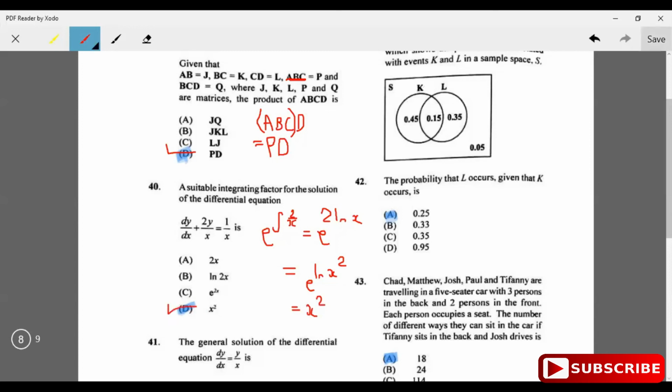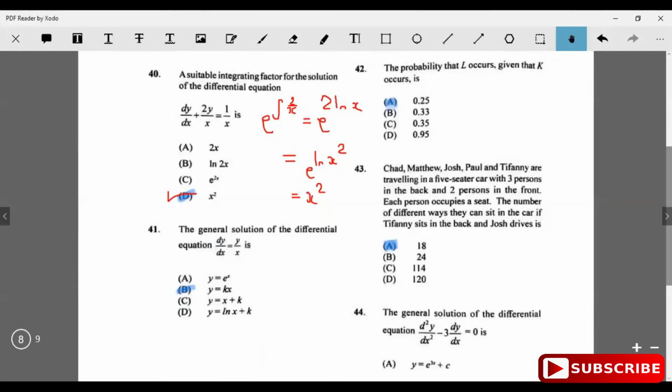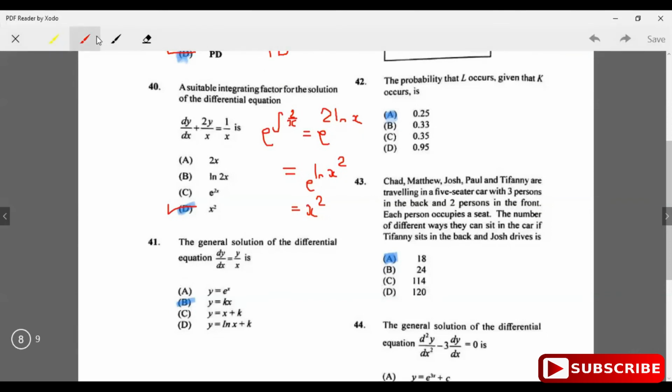All right. Question 41 is asking us to find the general solution of the differential equation dy by dx equal to y over x. There are two ways we can do this, but let's just do it by grouping y's on one side and x on one side. From this, we can bring dx up here, so we can write it as 1 over y dy is equal to 1 over x dx.